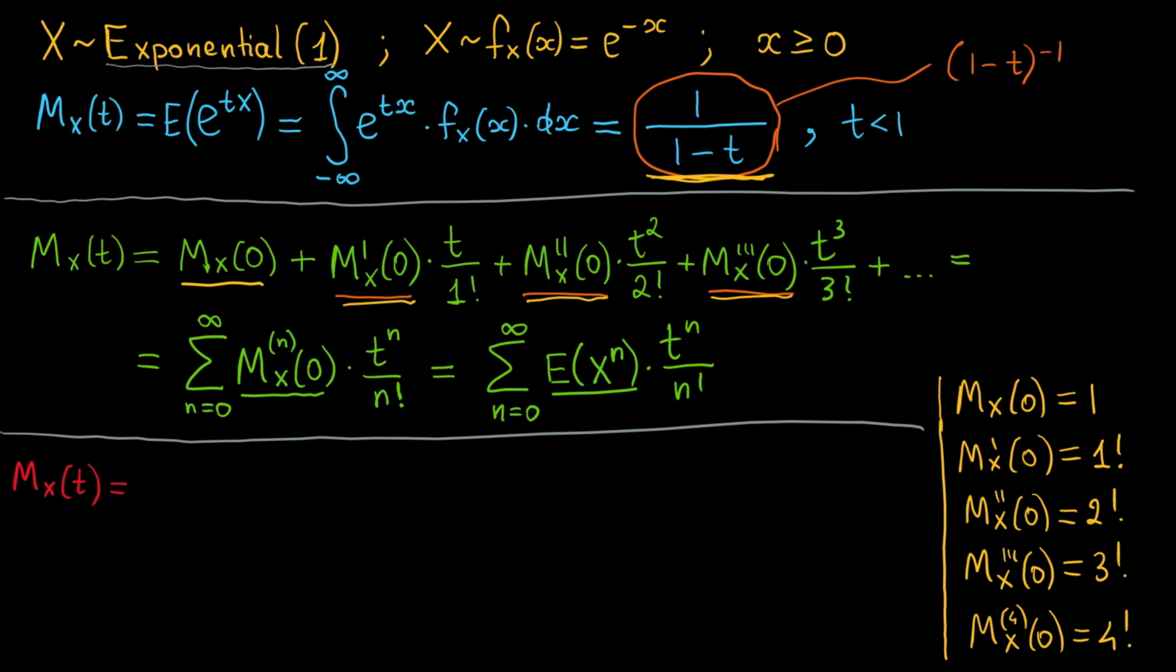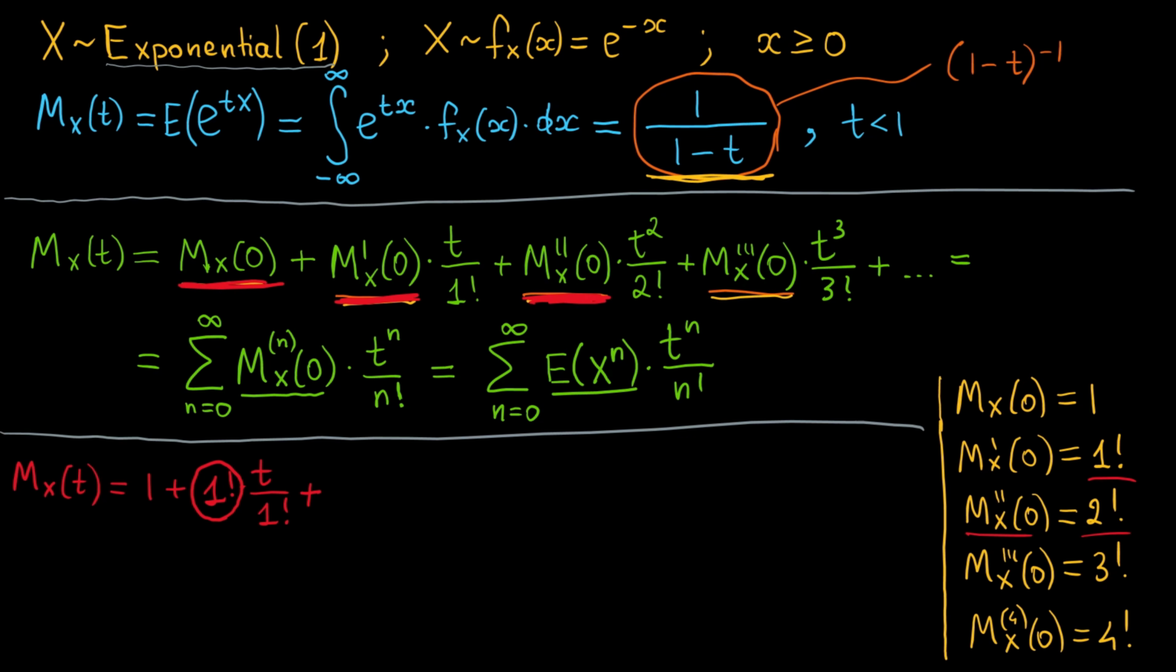We get 1 for the first term, plus we replace 1 factorial for the second term, and we get 1 factorial times t over 1 factorial. And I'm going to circle this term because this is the first raw moment, right? Plus, what is the second derivative evaluated at 0?